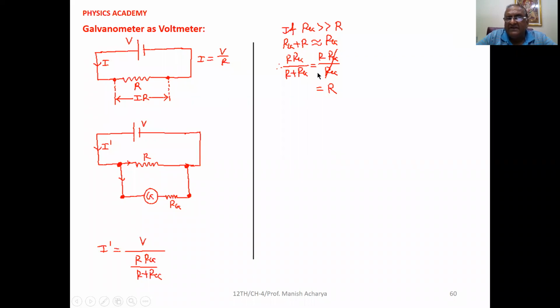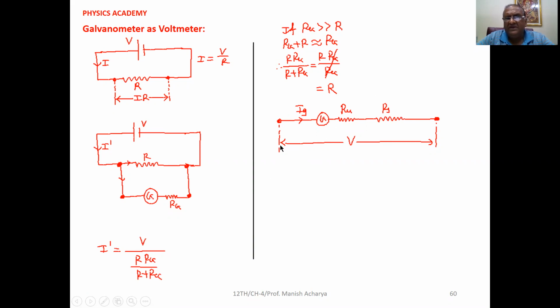So now here mathematically we discussed Rg that we have to take very much large. Now we know this thing in series combination, the resistance will be summed up. So to make the resistance of the galvanometer very large, very simple thing, connect a large resistance in series with it.